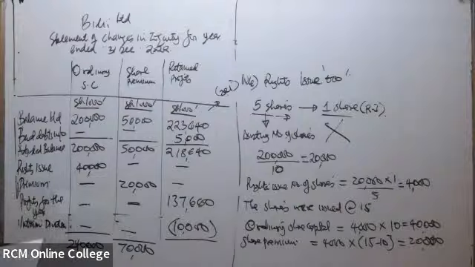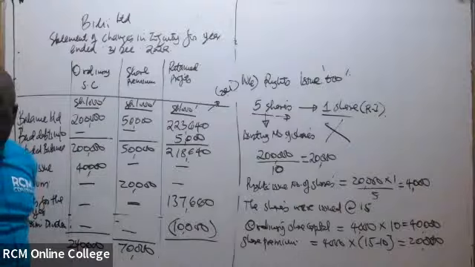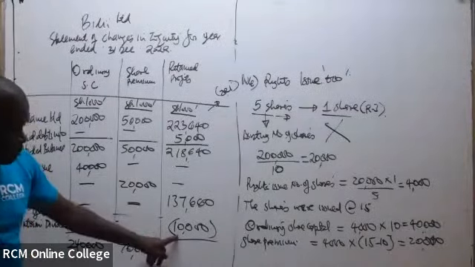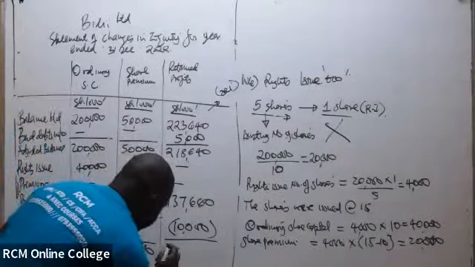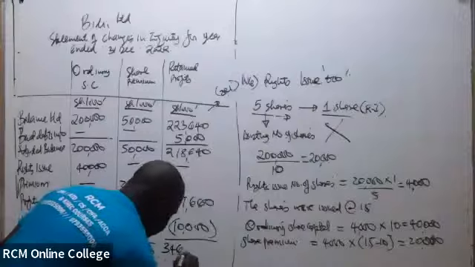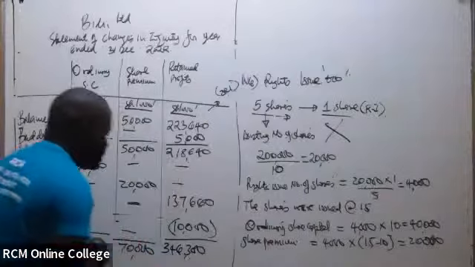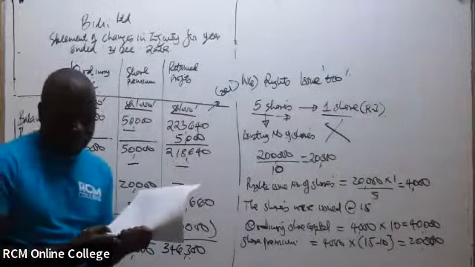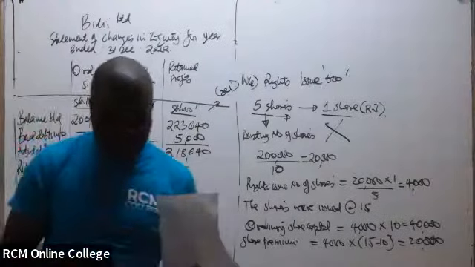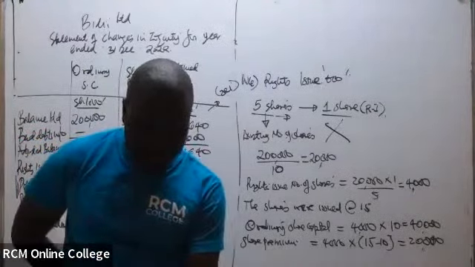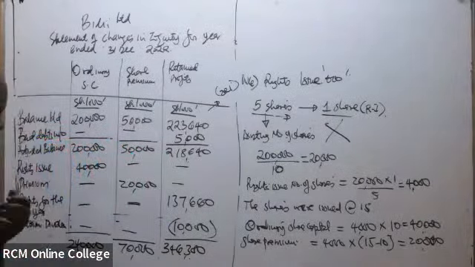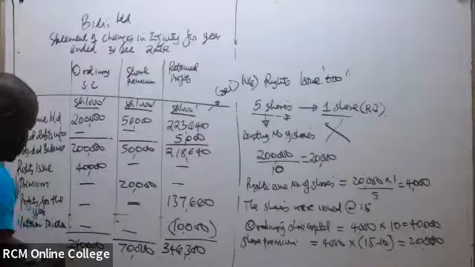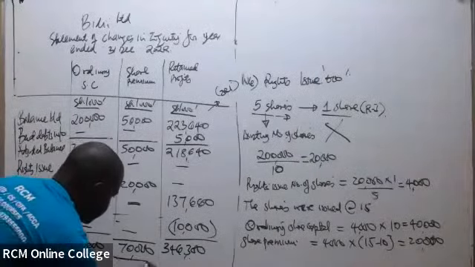This one will become how much? 346,300. If you minus the 10 also, 346,300. I think it will be like that. So that's why in this case, you'll end up having to come up with what?